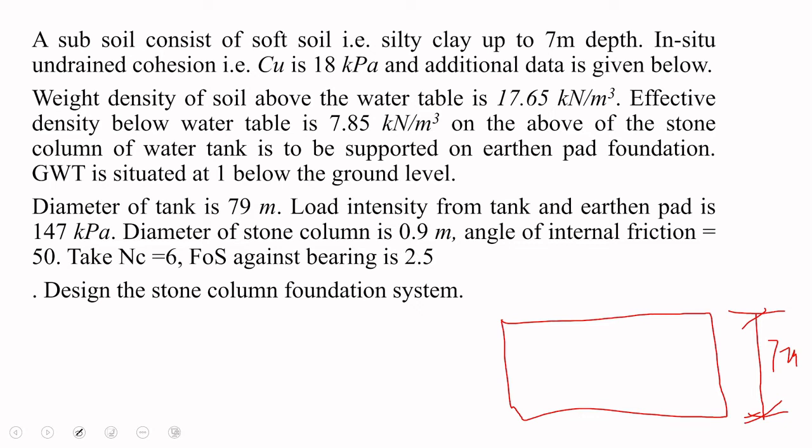The water tank is to be supported on an earthen pad foundation. Groundwater table is situated at 1 meter below the ground level. So this is the zero level, the ground level. Ground level is shown in this way. I'll just erase. Okay, this is the ground level.